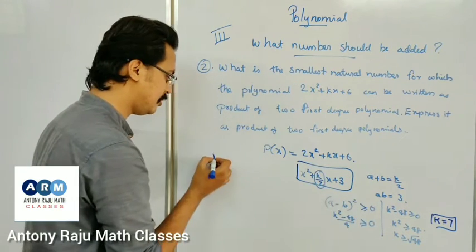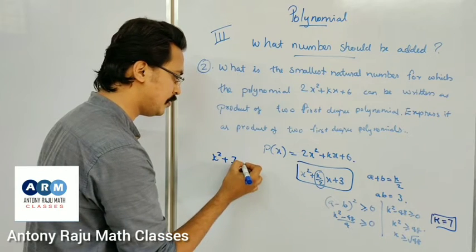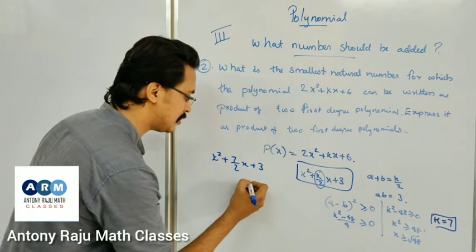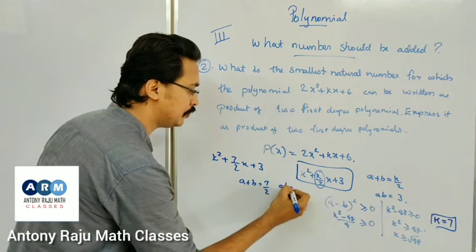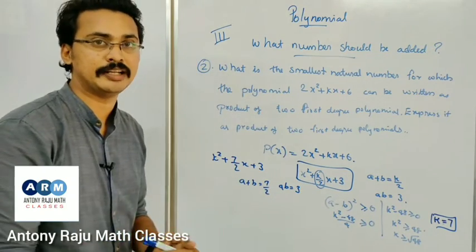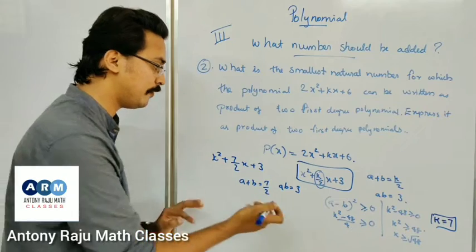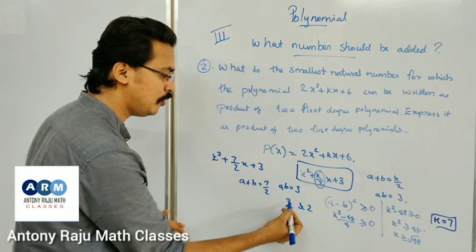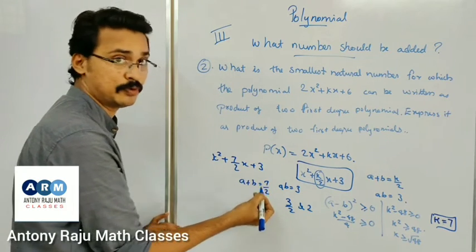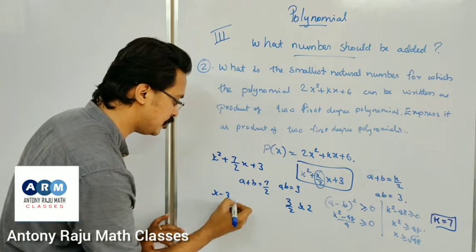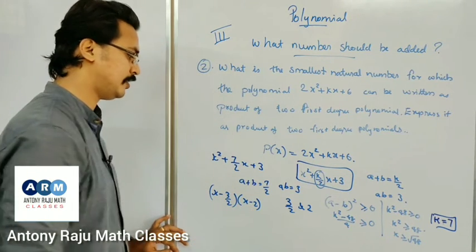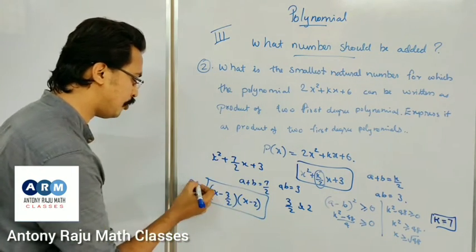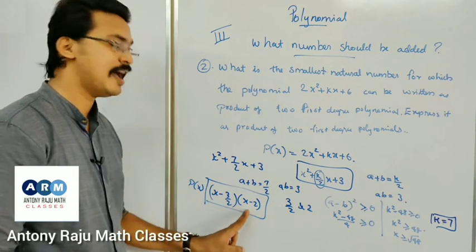So the natural number k equal to 7. Applying it in the polynomial, x square plus 7 by 2 x plus 3. Then a plus b equal to 7/2 and ab equal to 3. The numbers are 3/2 and 2: multiplying gives product 3, and adding gives 3/2 plus 2, that is 7/2. So the factors are x plus 3/2 and x plus 2, these being the two first degree polynomials. So we can express our polynomial as the product of x minus 3/2 and x minus 2.